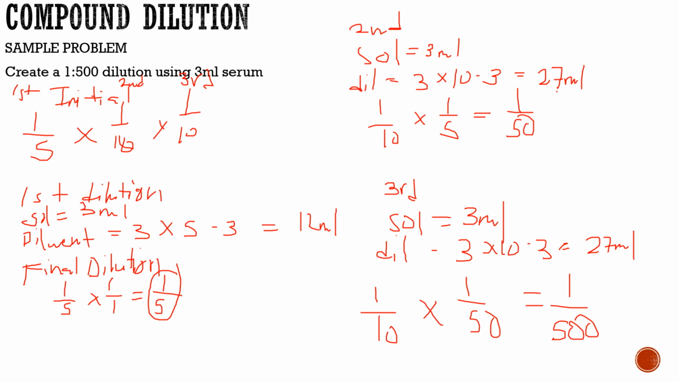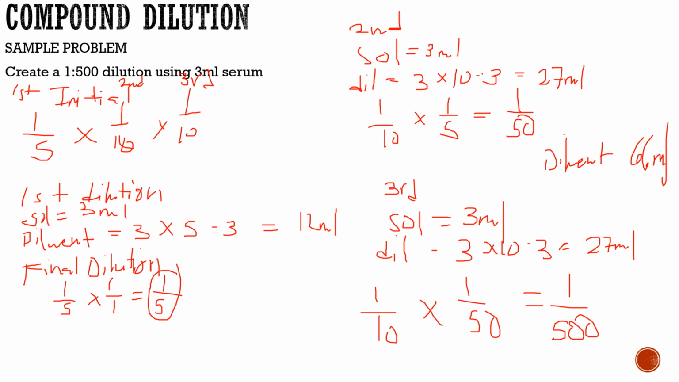So the total diluent used here is 12 plus 27 plus 27. So 27 plus 27 is 54 plus 12. You get total diluent use is 66 ml. A very far diluent amount from the 497. So that's how you would tackle compound dilution problems, class. So I hope that was clear.